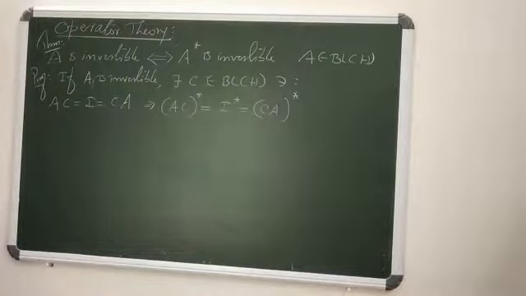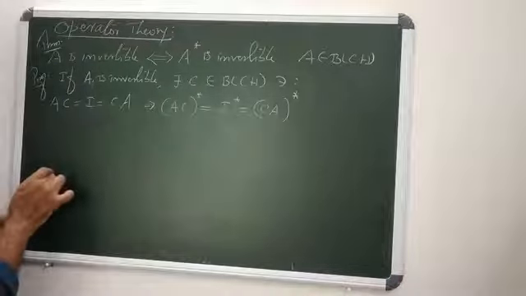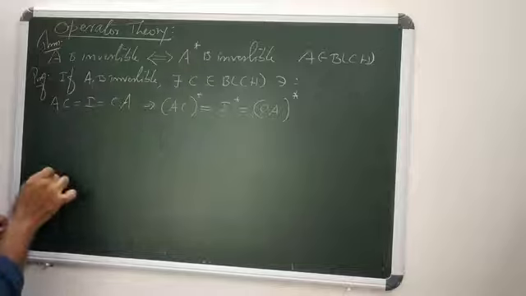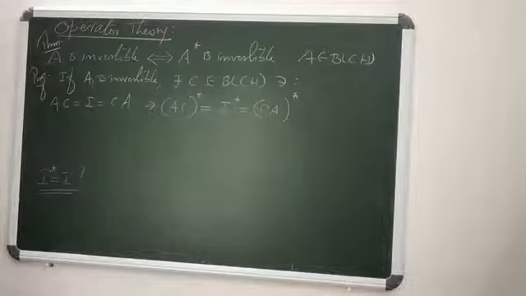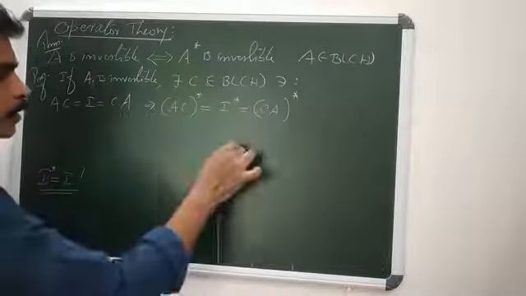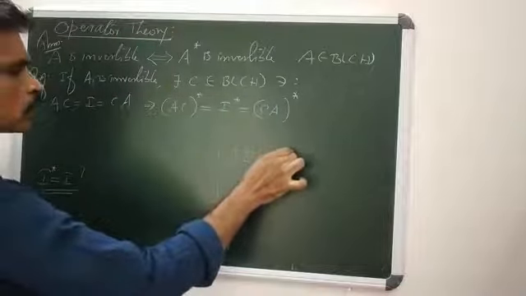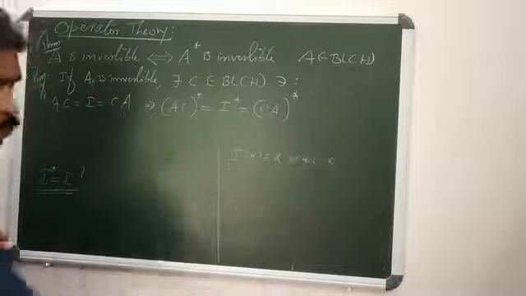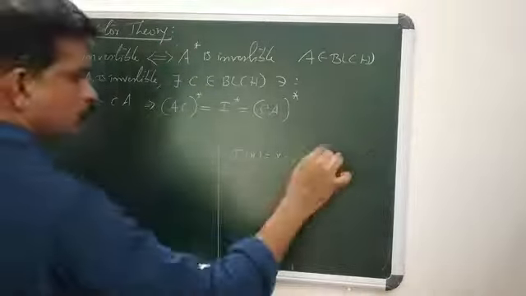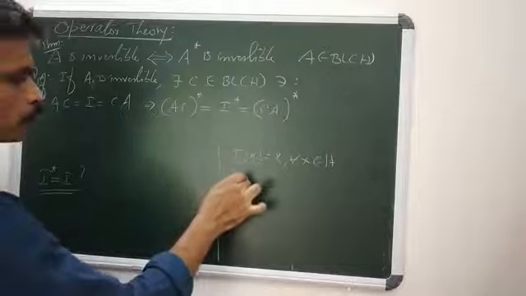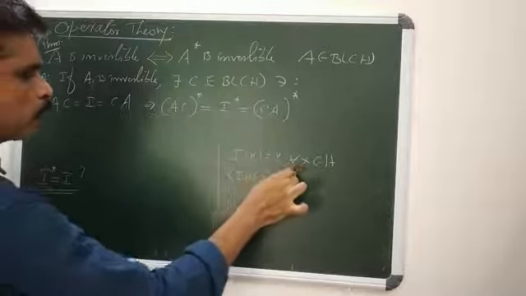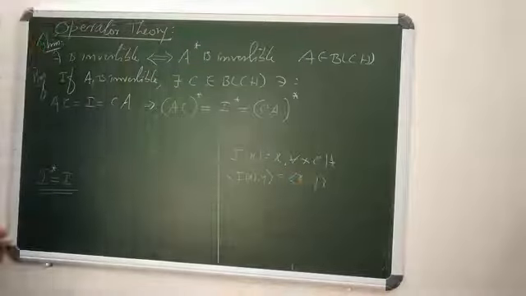What is I star? Is it I? Before going to this proof, consider this I star. Do you say that I star equals I? Is it clear? What is I? I is an identity function, that is I of x equals x for all x in the Hilbert space H. And what about the inner product of Ix and y? Ix means x, so it is the inner product of x and y.